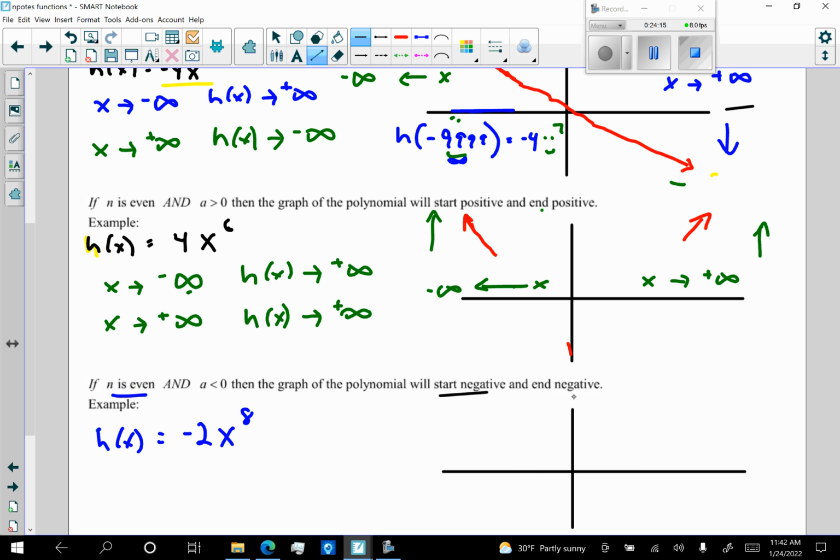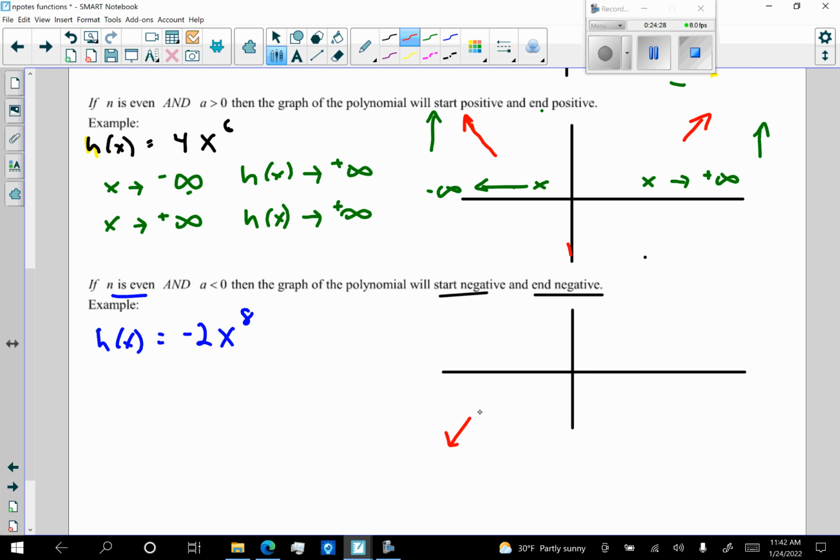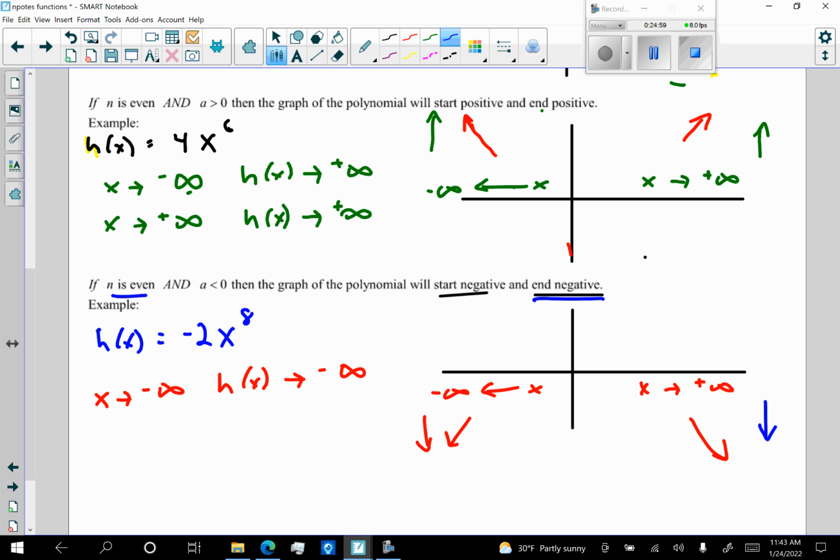The graph is going to start negative and end negative. And what do I know? The statements are, as x goes to negative infinity, the function also goes to negative infinity. The function is shooting down. As x goes to positive infinity, what's the graph doing? The graph is shooting down. Starts negative, ends negative.